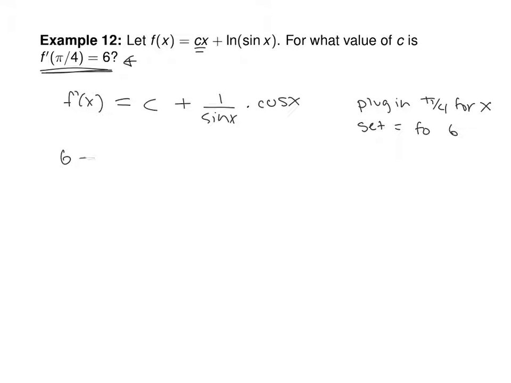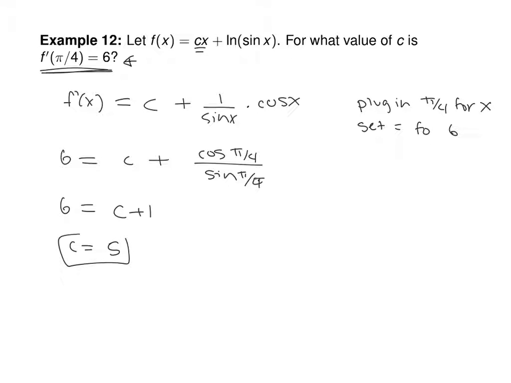So 6 will equal c plus cosine pi over 6 over sine pi over 6, which technically is cotangent, but that doesn't even matter. We have to know that. So cosine over sine, cosine pi over 6 over sine pi over 6 is 1. So 6 equals c plus 1, and c is equal to 5. Woo, victory! Okay.